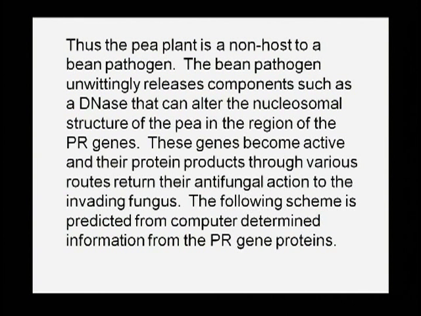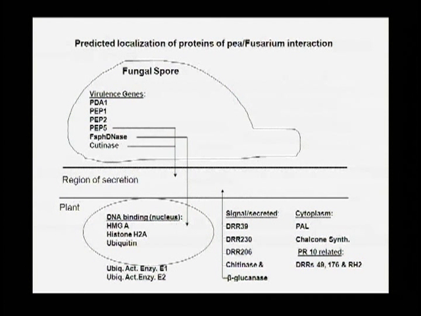The following scheme is a prediction from computerized determinations taking just the N-terminal sequences of the gene products that we've talked about. You can see here that anytime that arrow goes from the fungal spore into the plant, the computer says it can get out of the fungal spore cell and get into the plant cell. And we know that the DNase does get into the nucleus of the plant, and it does cause single-strand nicking there.